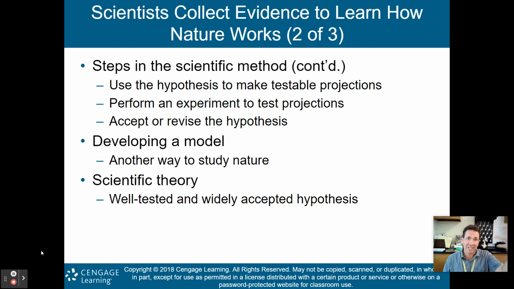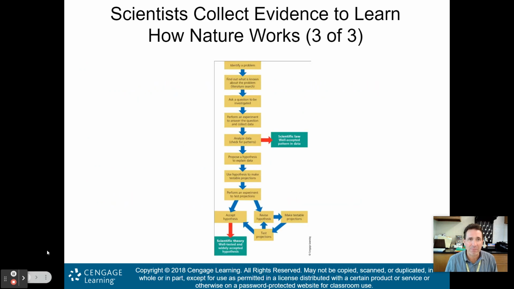If you revise it, you go back and do some more tests, some more experimentation. If the hypothesis is proven to be accurate, then you're pretty much done. Then you develop a model, another way to study nature. What is a model? Well, it's some way to take something big and turn it into something smaller that you could deal with maybe in a classroom or in a textbook. And then we have scientific theory. If you go through all this and it sounds pretty good, theory shows up, which is a well-tested and widely accepted hypothesis.